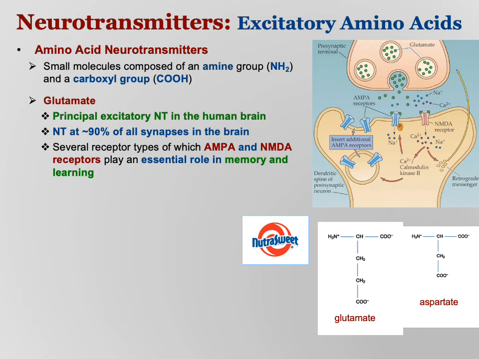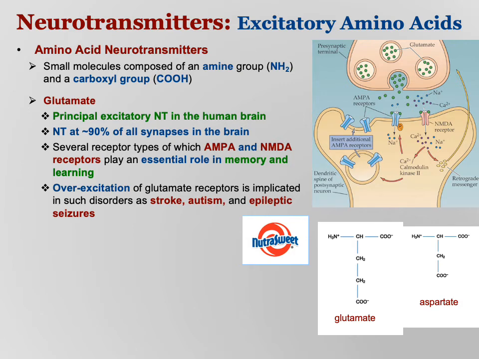They are purely excitatory, all right? So what happens if you overexcite these receptors? Well, like you might guess, you end up with things like stroke, autism, epileptic seizures. In other words, you overexcite the brain. If you overexcite an excitatory neurotransmitter, you overexcite the brain itself. And those are the kinds of things that can happen, all right? Again, so important to know neurotransmitters in terms of knowing brain function.